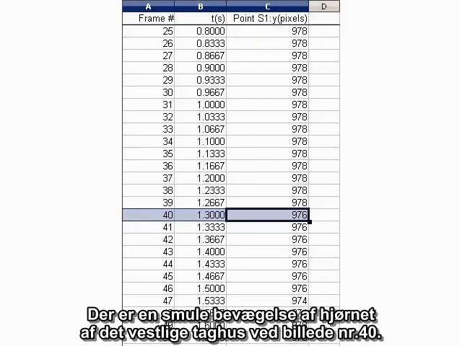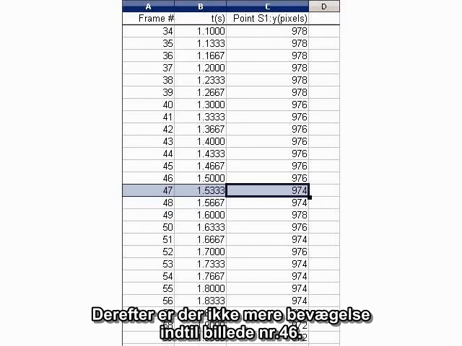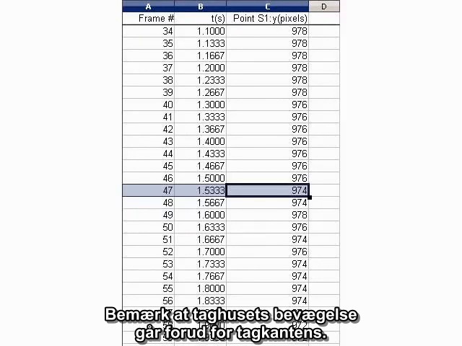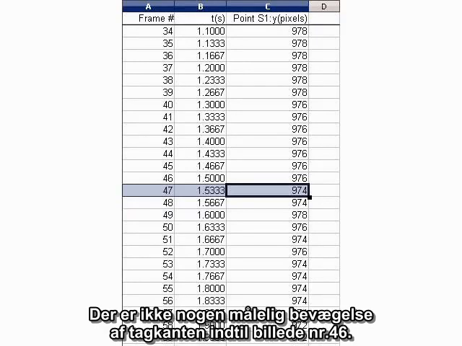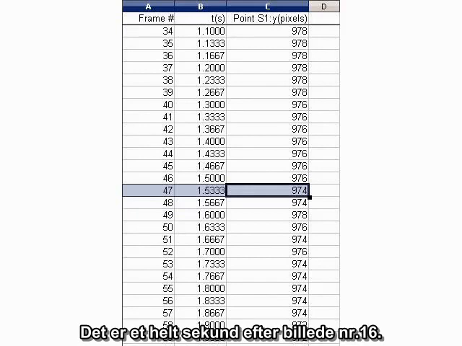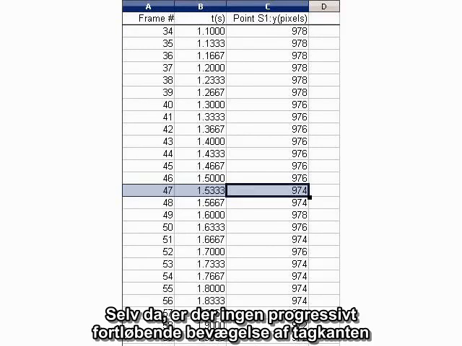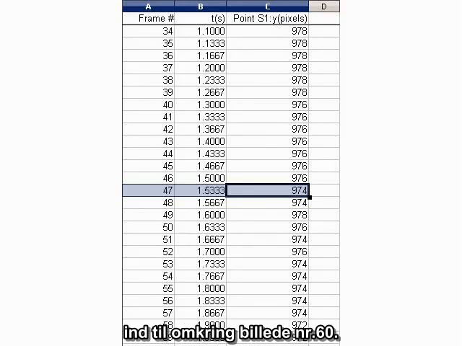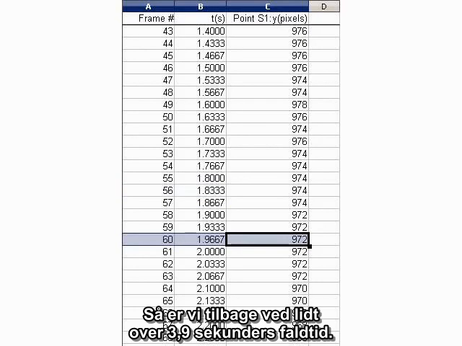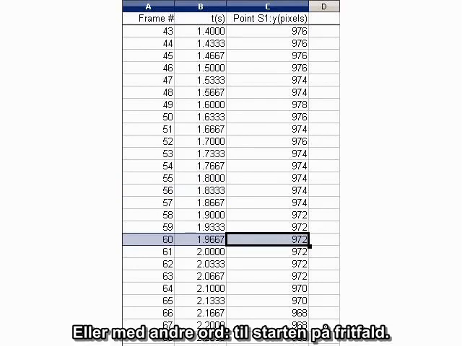There's a tiny motion of the corner of the west penthouse at frame 40. Then there is no more motion until about frame 46. Note that the motion of the penthouse precedes the movement of the roofline. There is no measurable movement of the roofline until frame 46. That's a full second beyond frame 16. Even then, there isn't any progressive ongoing movement of the roofline until about frame 60. By then we're back to just over 3.9 seconds of collapse time, or in other words, the onset of freefall.